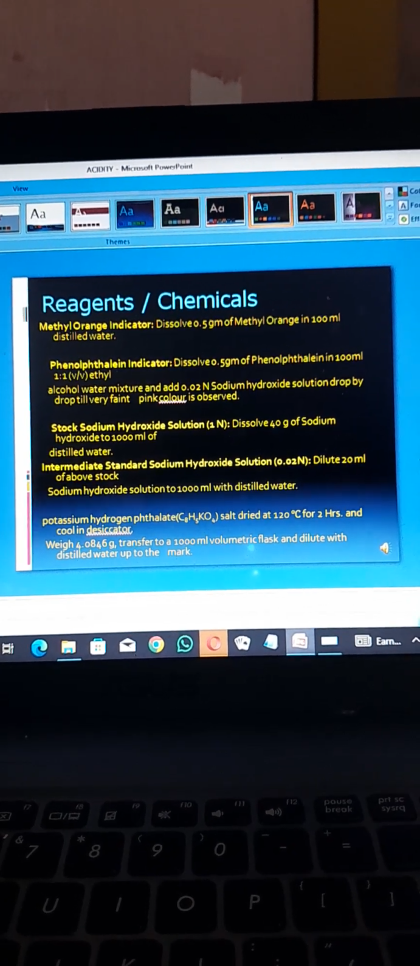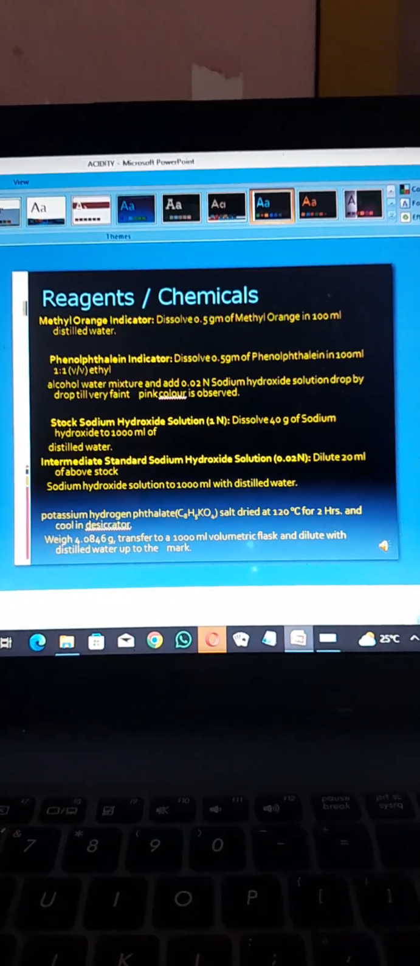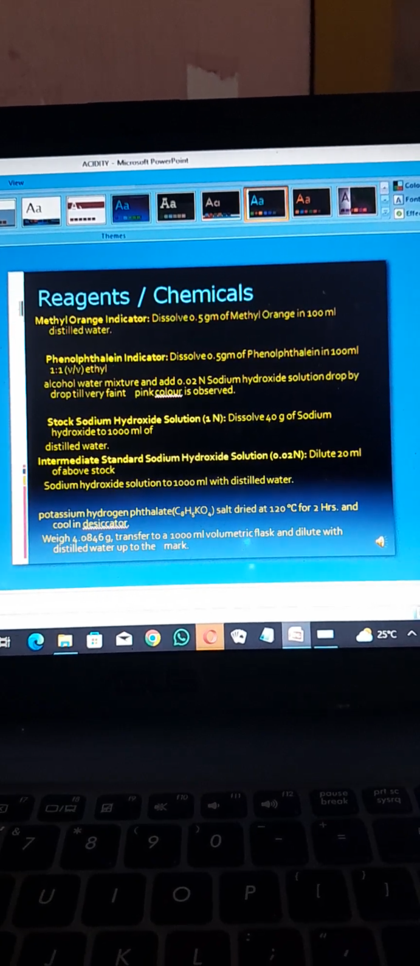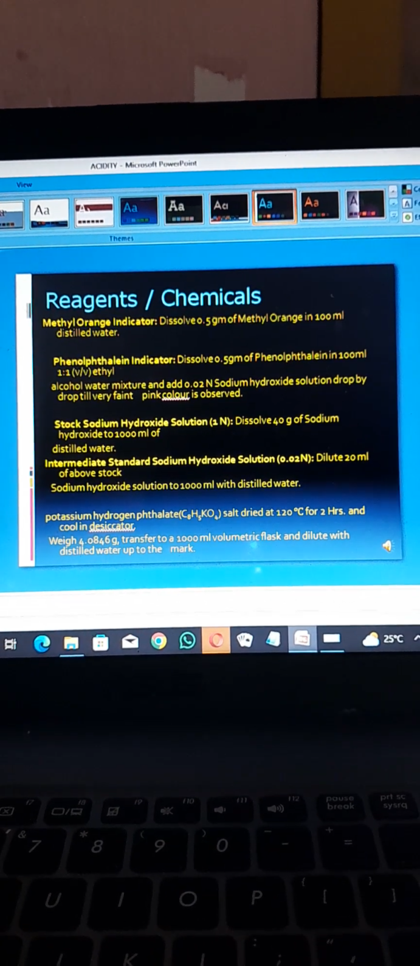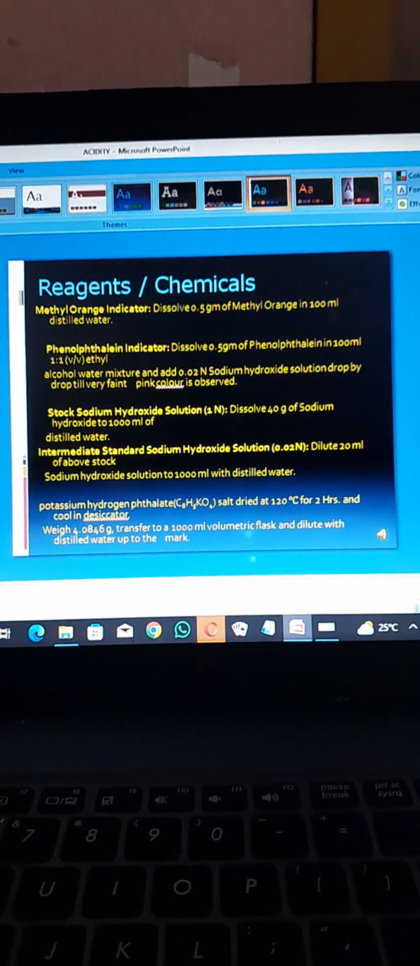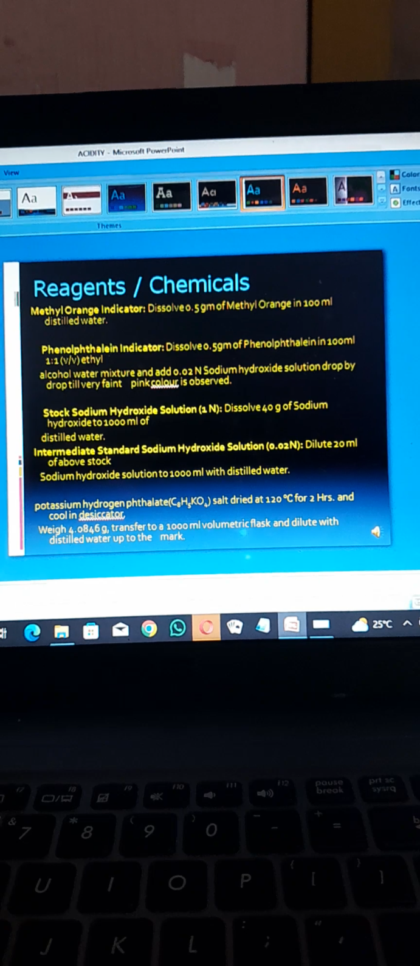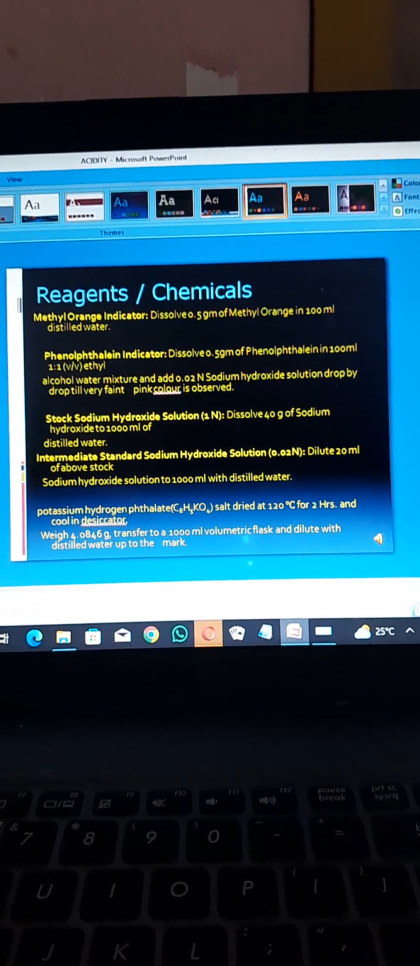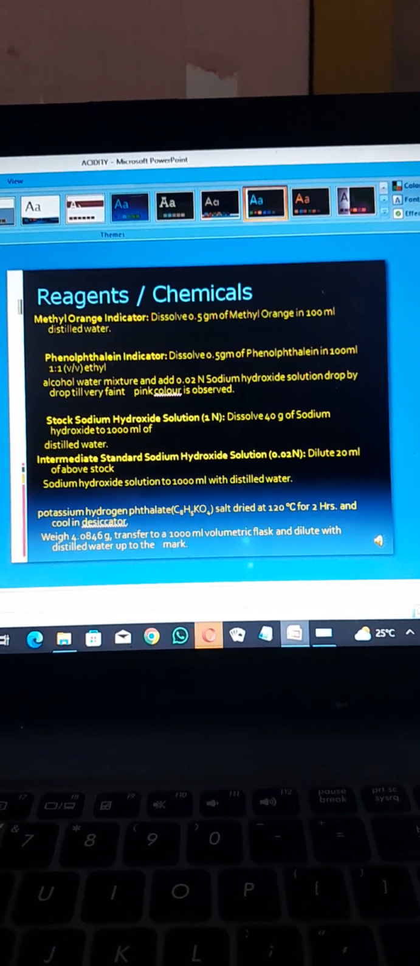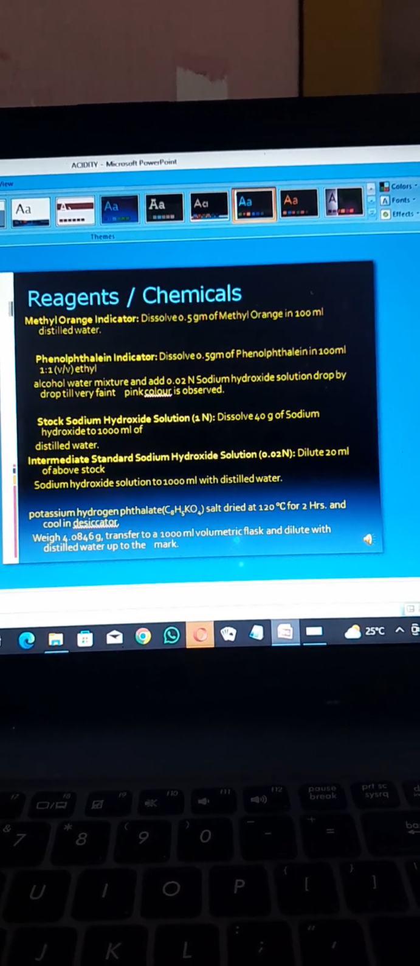For this standardization we need potassium hydrogen phthalate dried at 120. Before using it we have to dry it in a hot air oven at 120 degrees Celsius for 2 hours and cool it in a desiccator. From that, weigh accurately 4.0846 gram and transfer to a 1000 ml volumetric flask and dilute with grade 2 distilled water up to the mark, and shake and mix it well.